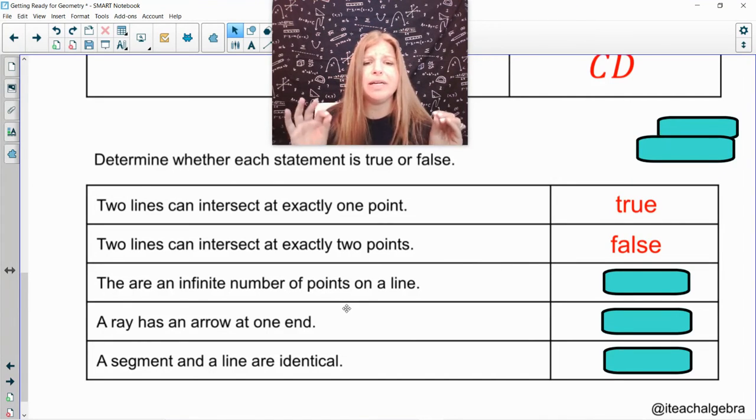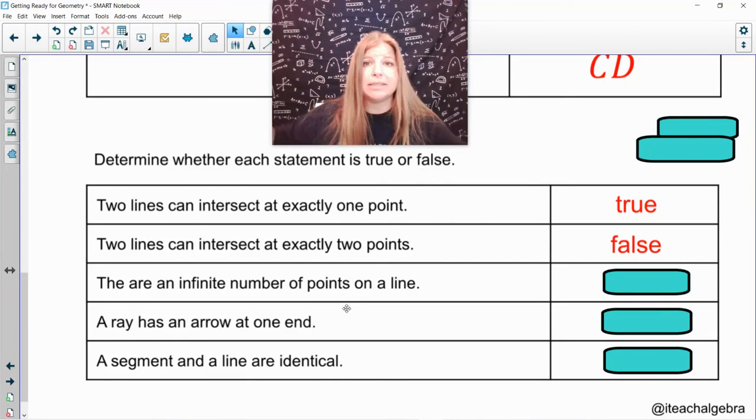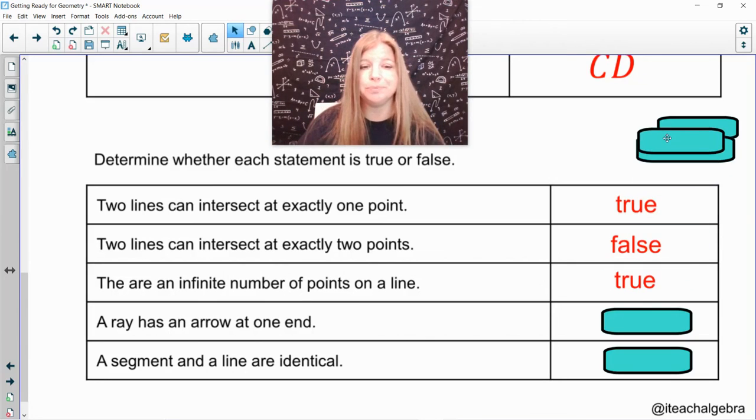There are an infinite number of points on a line. We just talked about a line, how it extends indefinitely forever and ever in both directions. Lines are made up of points, an infinite number of points. So that one is true.